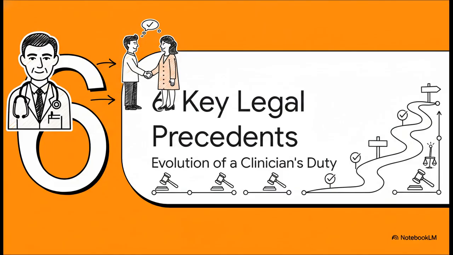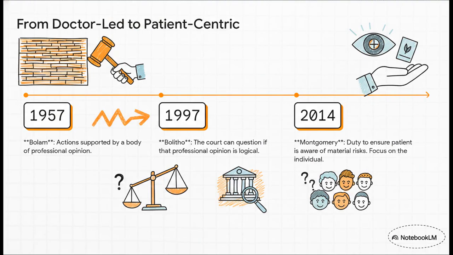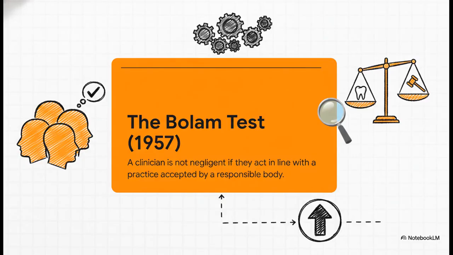Okay, final section. And this is a big one for your exams. We're going to look at the landmark legal cases that have completely shaped our modern understanding of consent. It's a fascinating story, really, a journey from doctor knows best to a true partnership with the patient. You can see this incredible shift just by looking at this timeline. We start back in 1957 with the Bolam test, where basically the profession decided what was best. Then, slowly but surely, the courts began to shift the goalposts, leading up to the absolute game changer in 2014, Montgomery.